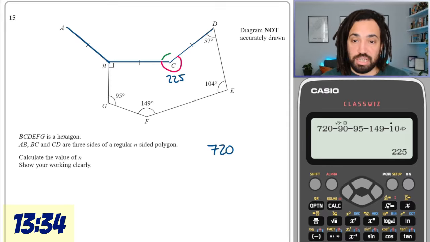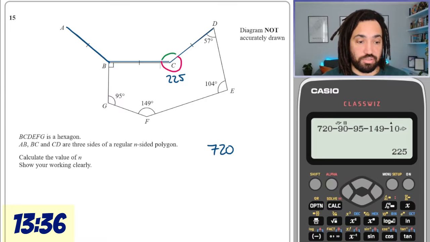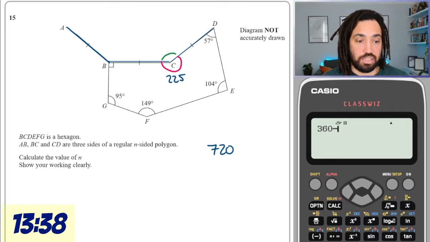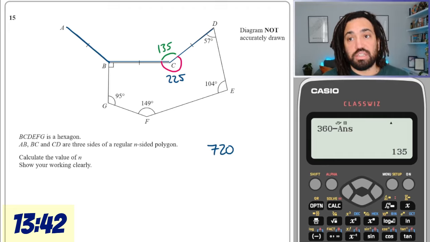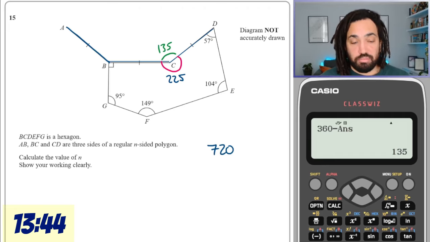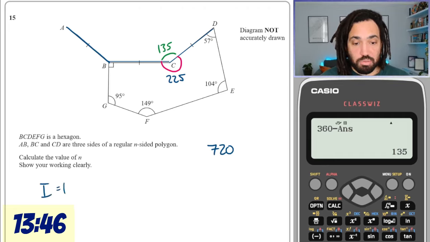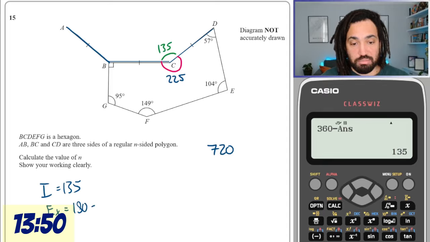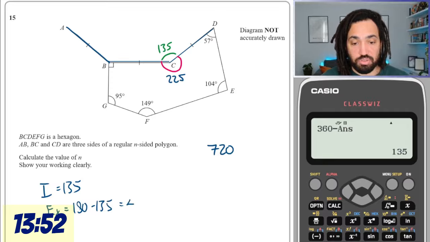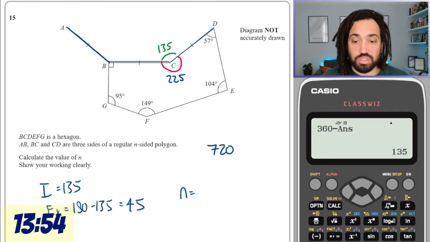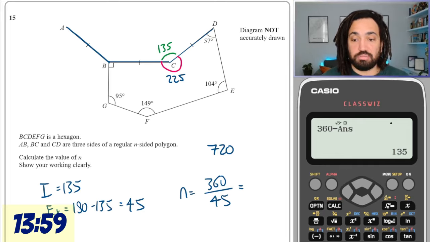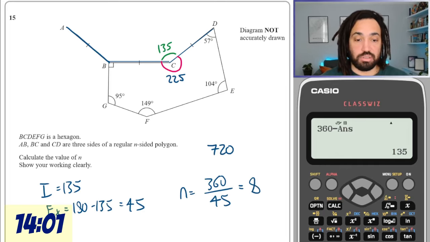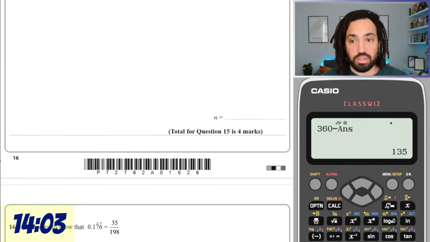Perfect. Okay, right. So that means that angle there is 360 minus 225, 135. Okay, great. So if the interior is equal to 135, it means the exterior is equal to 180 minus 135, which is 45. And the number of sides is always 360 divided by the exterior. So that's 8. So it's an octagon. Bosh.